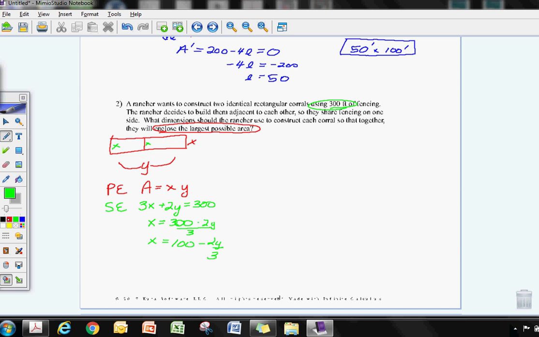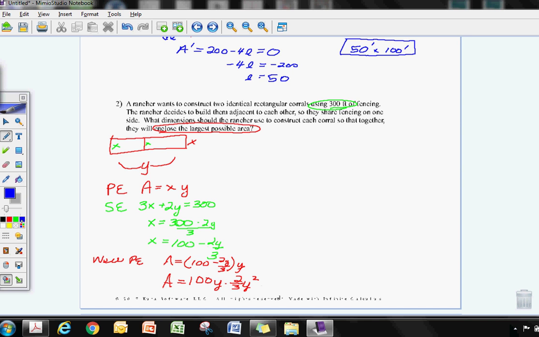I'm now going to go back to my primary equation and I'm going to substitute it in. So my new primary equation is going to be area equals, that's an X, so 100 subtract 2Y all over 3, and then it's times an additional Y. Or my area is going to equal 100Y subtract 2 over 3, and the Y is squared.